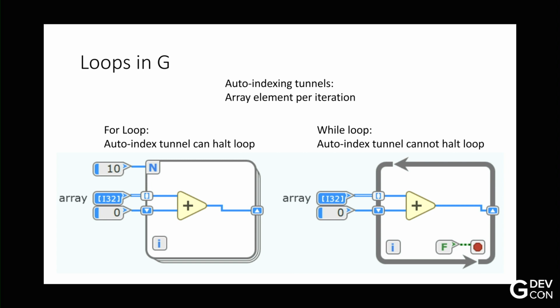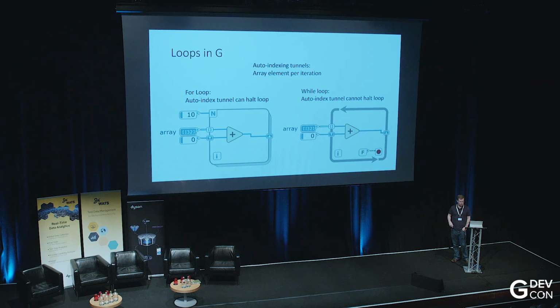And here, too, there's a slightly different behavior because a for loop will allow an auto-indexing tunnel to stop the loop. In other words, if any of the arrays you're indexing through run out of values, or you hit the end, then that will stop the loop, regardless of what the iteration count was. But with a while loop, that won't happen. If you hit the end of an array, it will just output a default value for the element and then keep going.